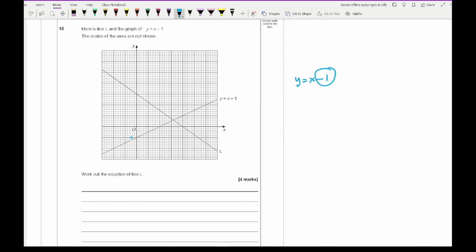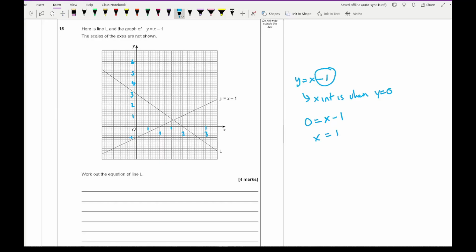Now, looking at y equals x minus 1, this is going to be the y-intercept, so this is going to be minus 1. Whenever you're drawing a graph, the scales are going to be equally spaced. So that's going to be 1, 2, 3, 4, 5, 6, etc. To work out the x-intercept, that's when y equals 0. So if y equals 0, I end up with x minus 1, so x equals 1. So this is going to equal 1, and then I've got spaces of 2. So this is going to be 2, and that's going to be 3.